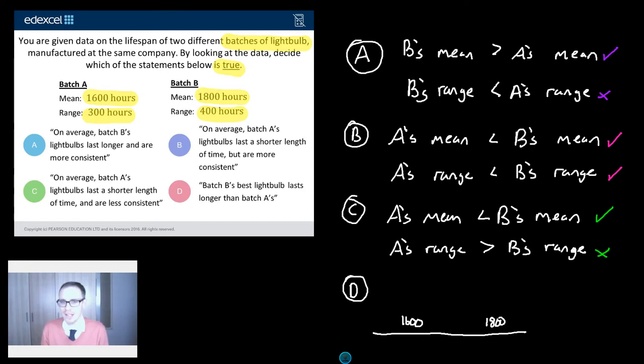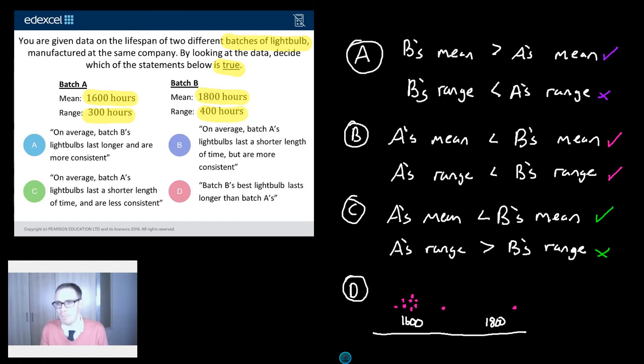Okay? And let's have A's light bulbs. So A's light bulbs, the mean of them is 1,600. So they're all essentially scattered around here. But they've got a range of 300. So we know there could well be one that just appears up here. Could be one, could be two, could be whatever. And in fact, if it's got a range of 300, then potentially it could go all the way over here, to kind of 1,900 territory.